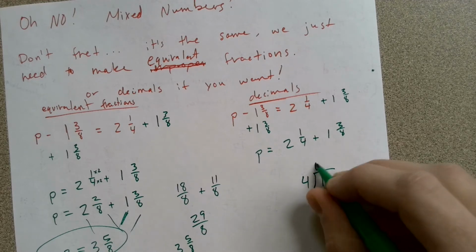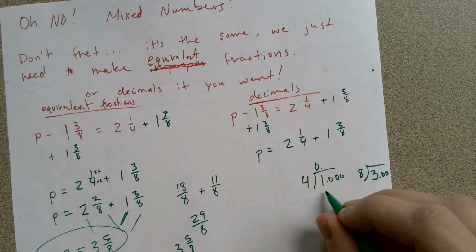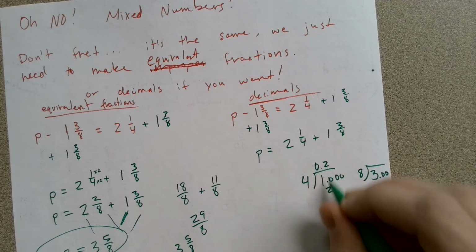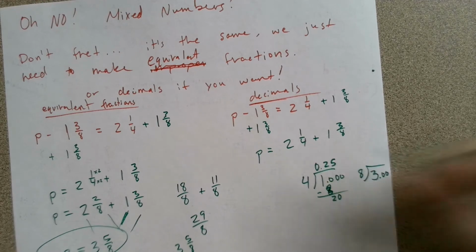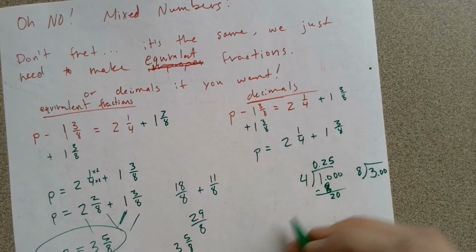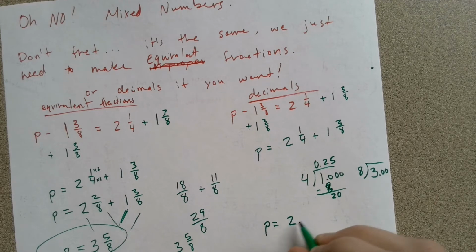4 goes into 1 0 times. Goes into 10 twice. Twice 4 is 8. Subtract that out. Leaves behind 20. 0.25. You probably already knew that based on the 1/4. So we have p equals 2.25.